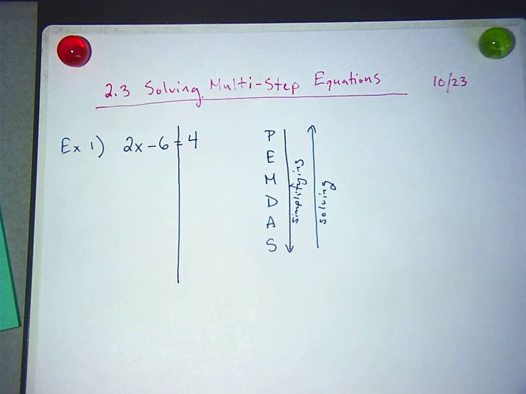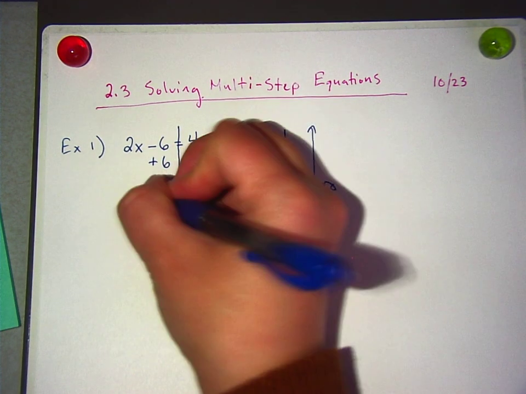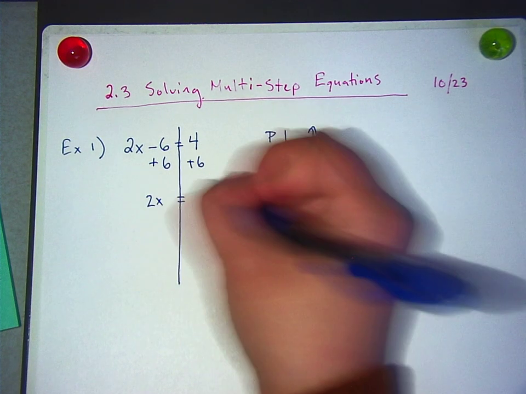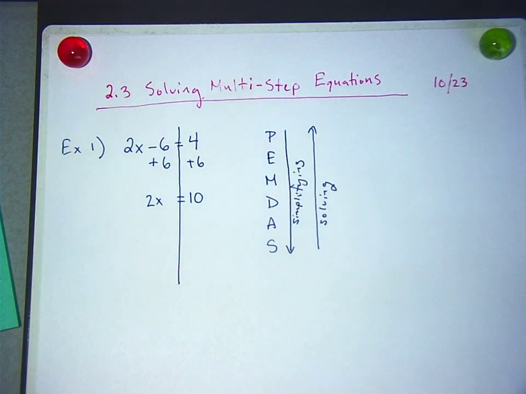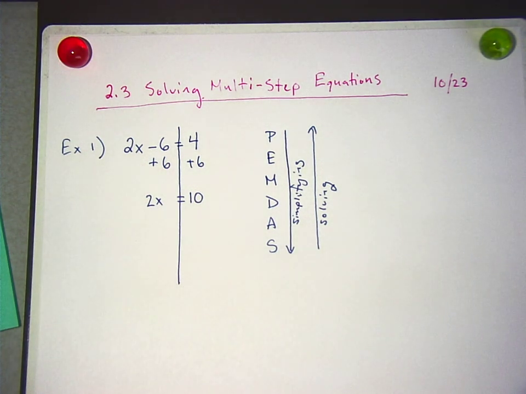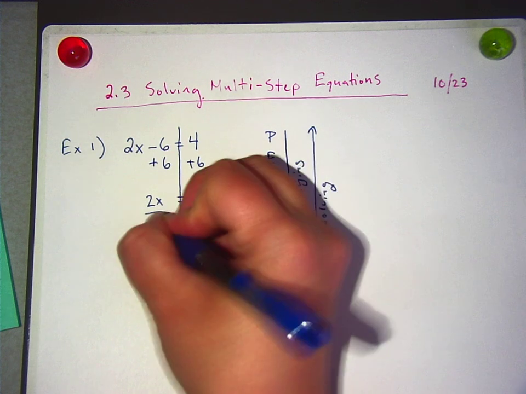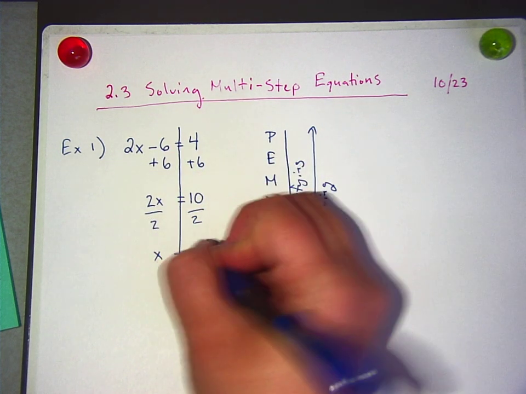So what should we take care of first, the minus 6 or the times by 2? The minus 6, right? And the opposite of that is adding 6. You're going to add 6 on both sides. So you get 2x equals 10. Now what? Divide by 2. Divide by 2. You get x equals 5.